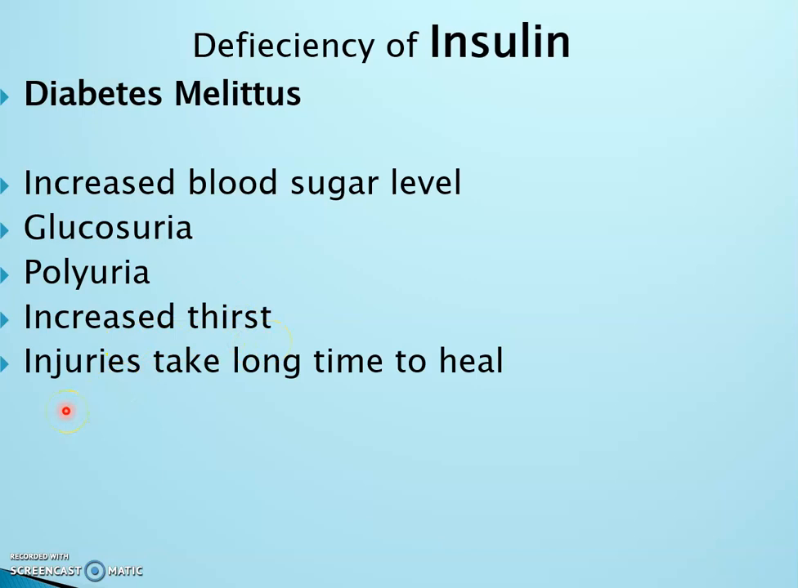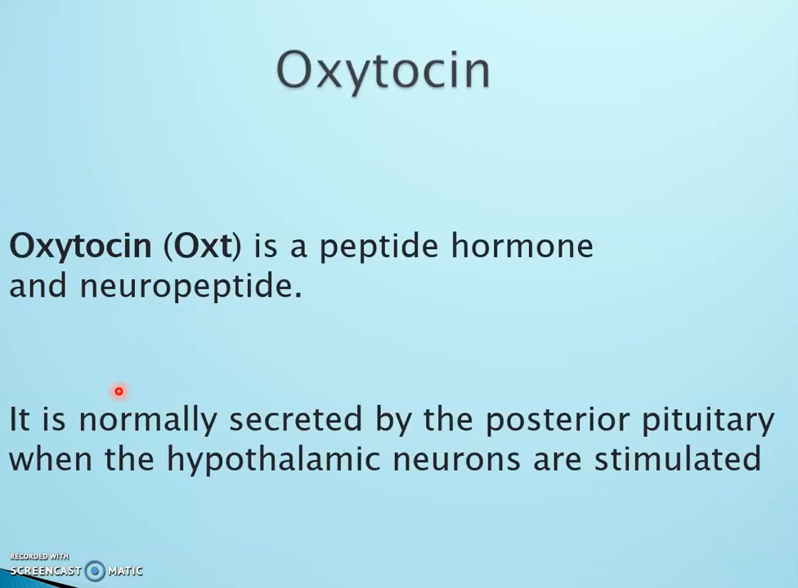Another important point is that if a patient with diabetes mellitus has an injury, it will take a long time to heal. Finally, it may end up in complete death or decay of the tissue or part. These are the symptoms associated with diabetes mellitus. So diabetes mellitus can be controlled by injecting artificial insulin. That is one way to control diabetes mellitus.